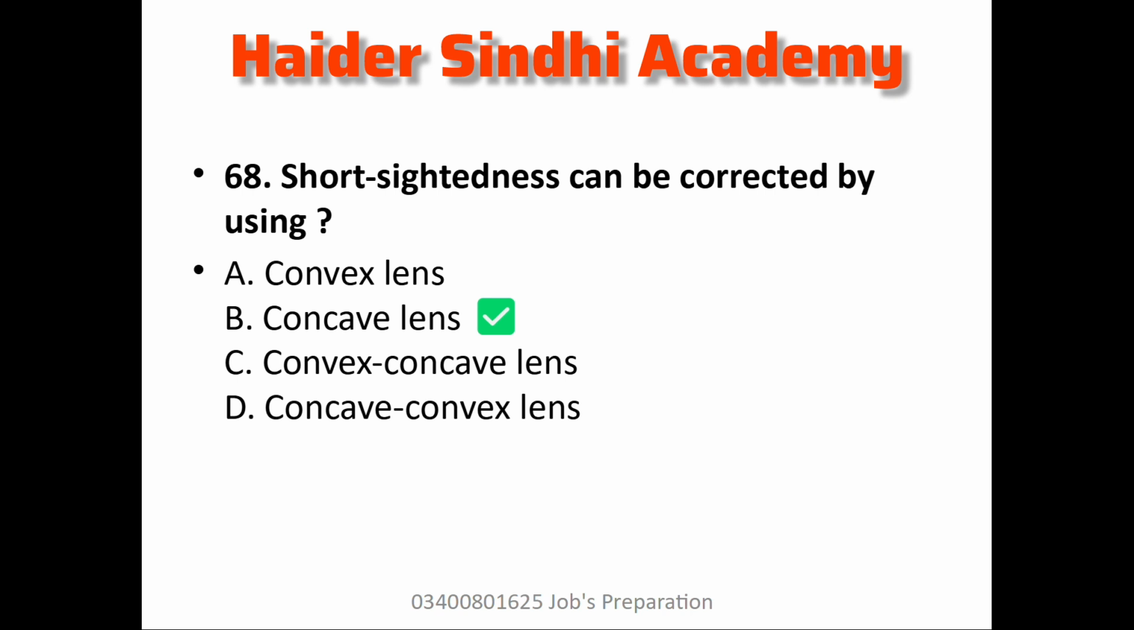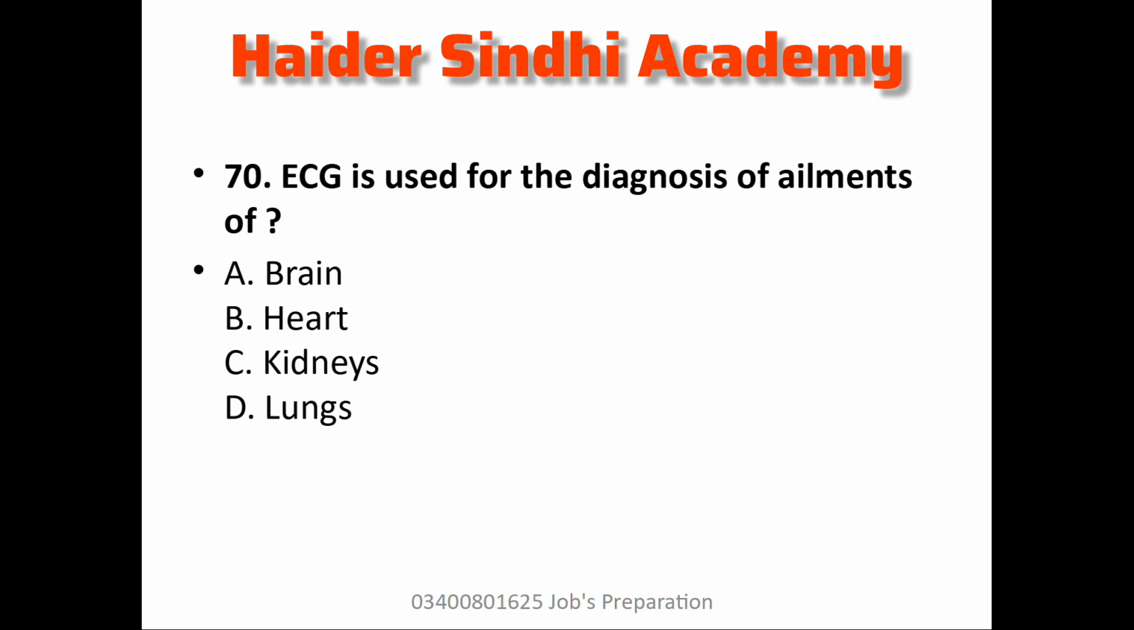Short-sightedness can be corrected by using which lens? Concave lens. Option B is the correct option. ECG is used for the diagnosis of diseases of which part? ECG हम किस पार्ट के लिए करवाते हैं? इसका आंसर ब्रेन, हार्ट, किडनी या लंग्स. आप बताएं कमेंट सेक्शन में ECG किस चीज़ की होती है.